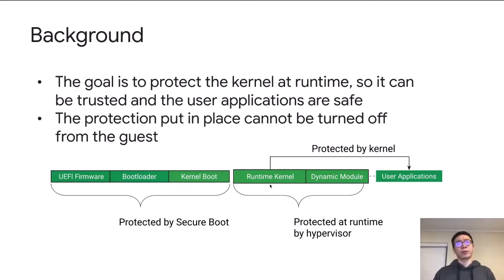And one more thing: the protection we put in place should not be able to be turned off from the guest, because a rootkit can gain the highest privilege. If it can change the settings in the guest to turn off the protection, then the protection is not that strong.